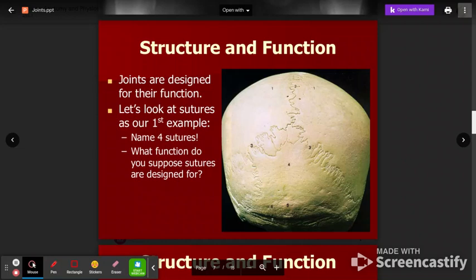So these are the eyeballs down here. I got a suture here, number 3. This guy right here. Go look it up. What are the names of these sutures in your head? Google search sutures in the head.